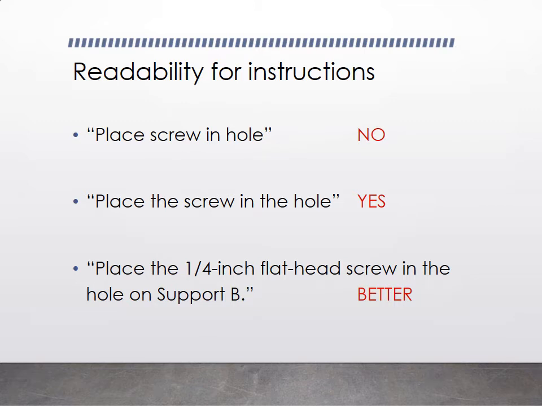The first example here, place screw in hole, sounds like maybe something Tarzan would say. It's not that hard to add back the minor words, the articles, that make this more fluent. Place the screw in the hole. But it's even better, especially if there are multiple options here, multiple holes, multiple screws, multiple things you might need to do, to add specific detail. So the third example adds the specific detail. It's still a concise sentence, it's still very direct, still begins with an active verb, it's still affirmative.